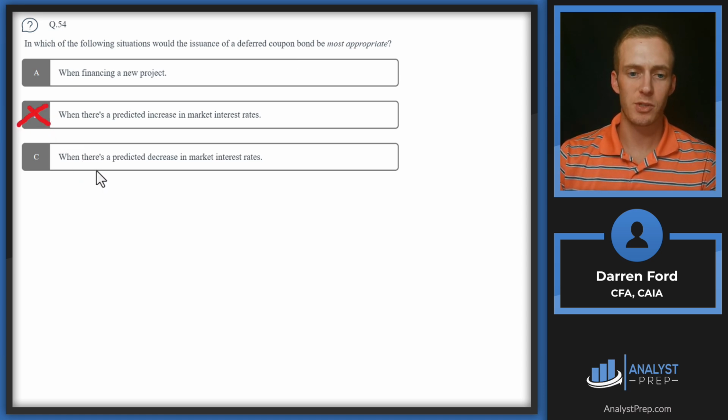And then C, when there's a predicted decrease in the market interest rates, if we're expecting rates to decrease, we wouldn't want to lock in rates now. So we can go ahead and cross that off too. We'll go with A, when financing a new project.